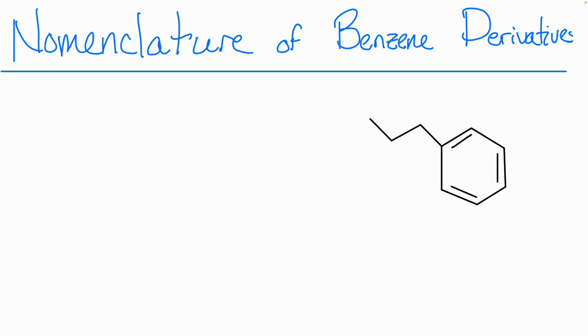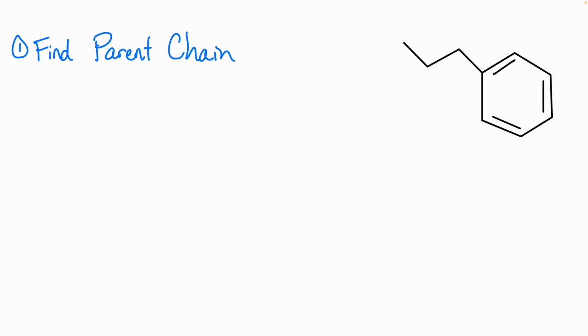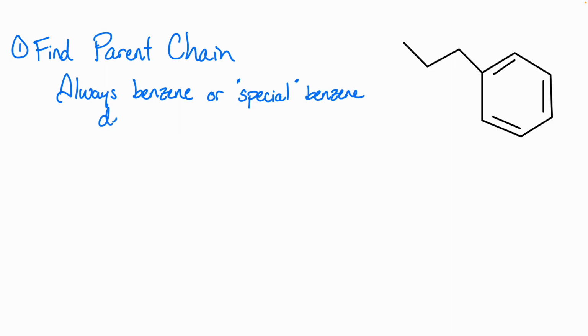All right, so we got our rules for nomenclature. Same rules that we always do. Step 1, find and name that parent chain. In the case of our benzene derivatives, the parent chain is always going to be benzene. Or what we're going to call our special benzene derivatives. And I'll explain what I mean by that here in a second. We'll complicate things here in a second.